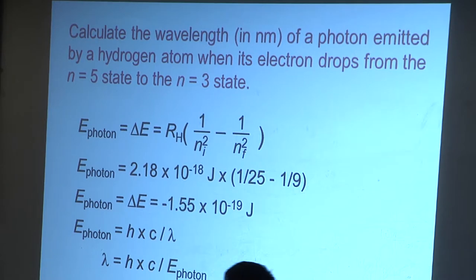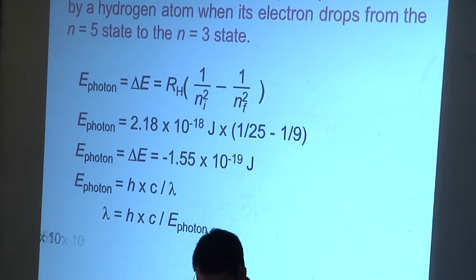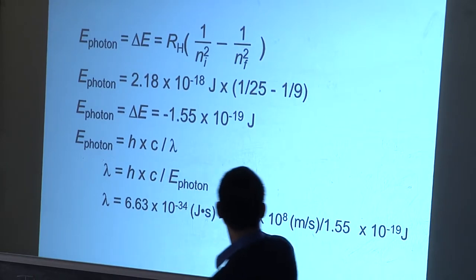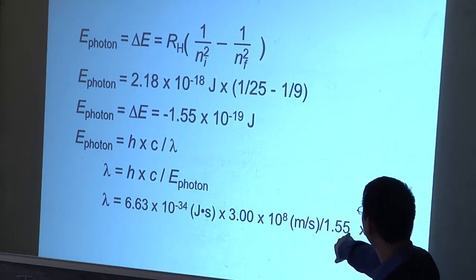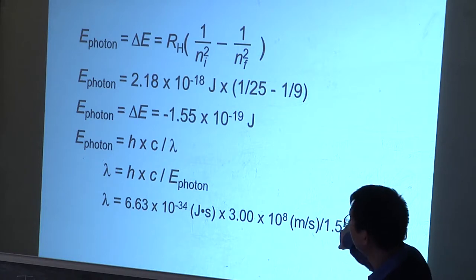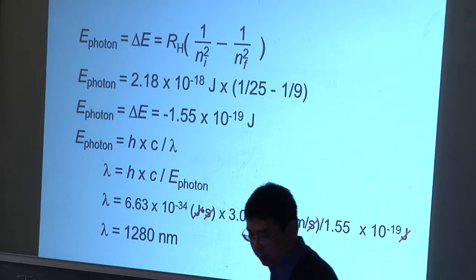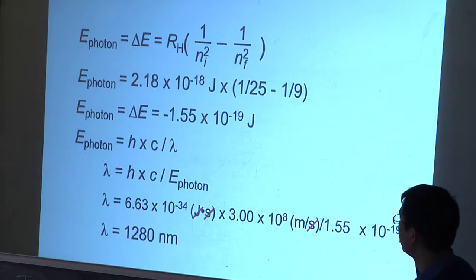solve for lambda. Lambda equals hc over the energy of the photon, and we plug in h, we plug in c. We plug in the energy of the photon positive, and that gives us, convert from meters to nanometers, 1280 nanometers.